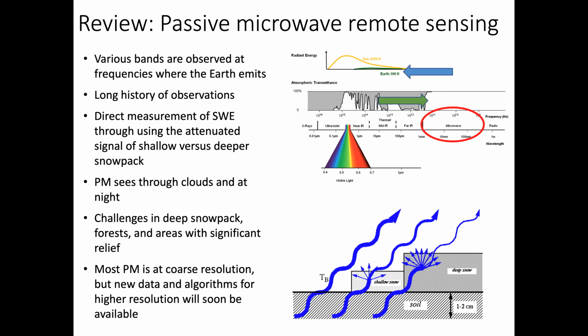Unlike optical remote sensing, microwaves move through the clouds and can be measured at night when the sun is not in the sky. The concept is based on the fact that shallow snow absorbs and scatters only some of the signal, while deeper snow absorbs and scatters more of the signal. Progress in remote sensing with passive microwave is being made to bring products to a higher spatial resolution, but there are still challenges in deep snowpack, forest, and areas with significant relief.